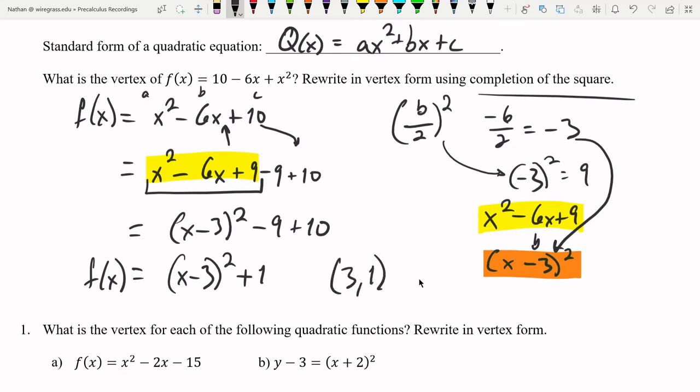I know the domain is everything, negative infinity to infinity. And then the range, since this opens up, a here was 1. So we know a is 1 here as well. That means it's open upward. The vertex is a global minimum. It looks like this, right? This is located at 3, 1. So I know the range is from 1, that's the lowest value, up to infinity. Okay, why don't you give us a try in number 1?